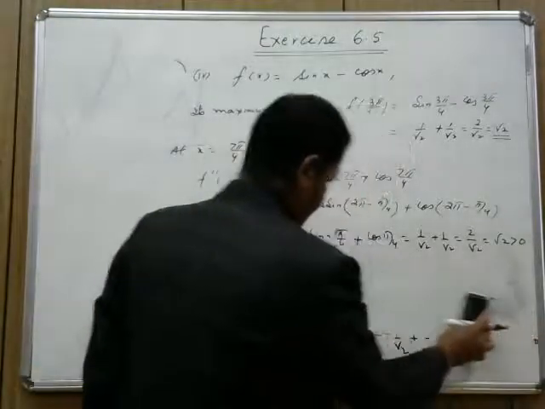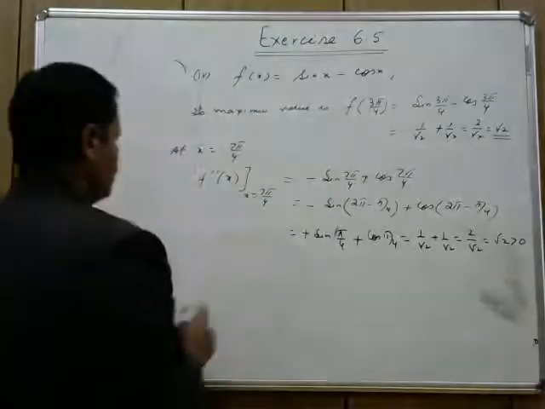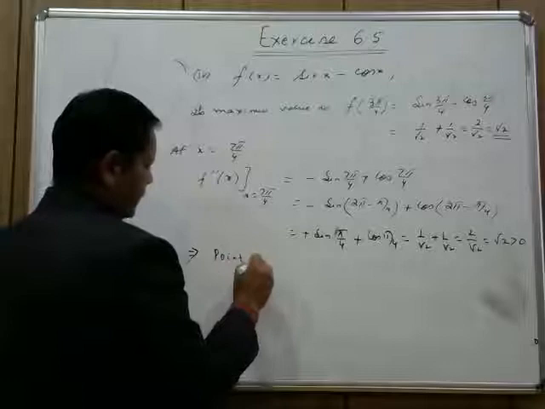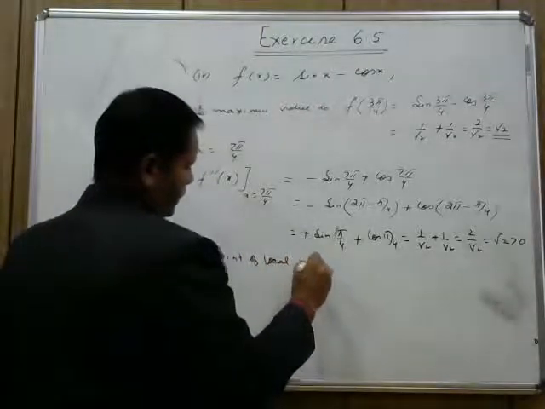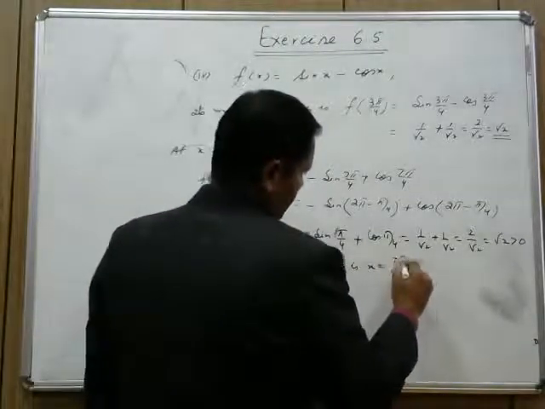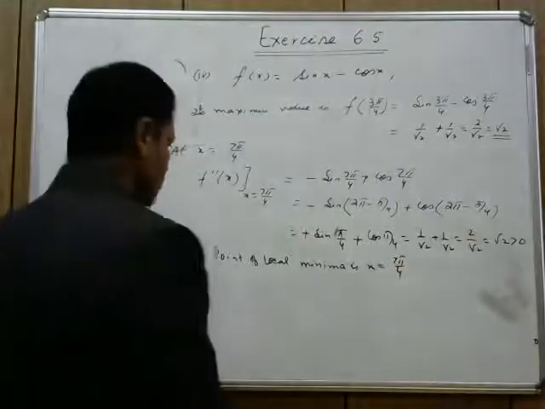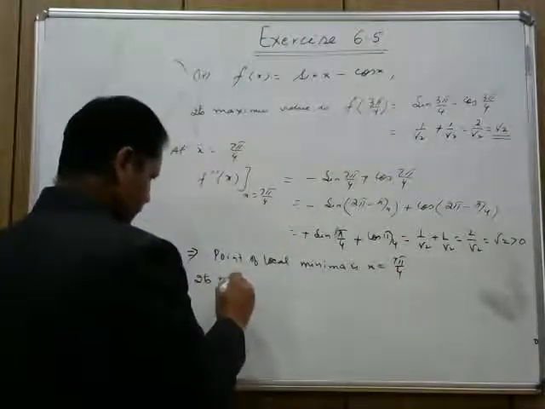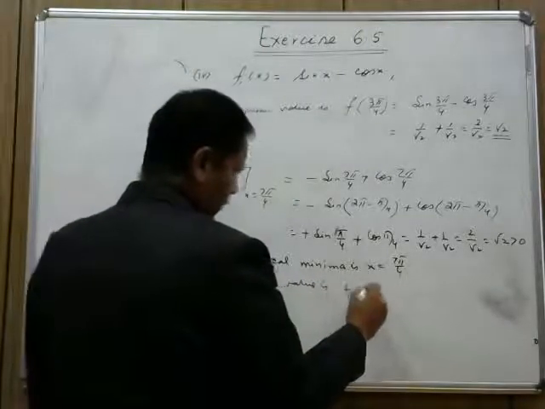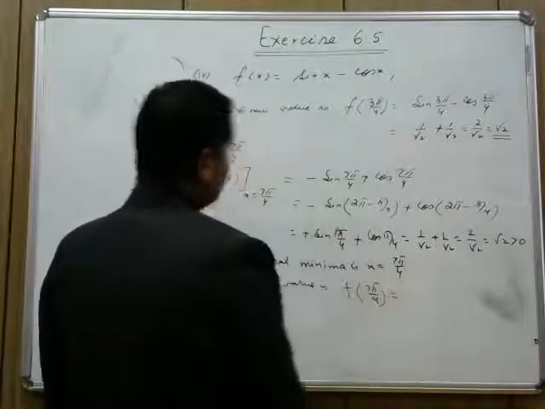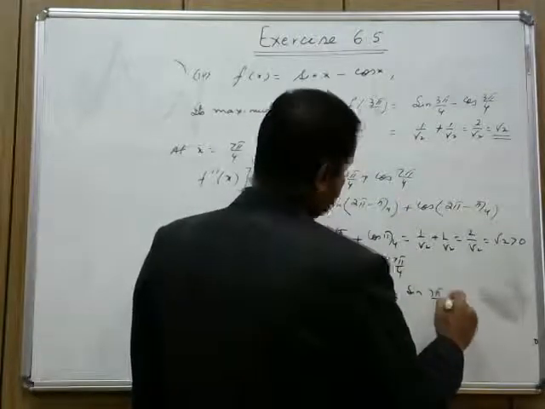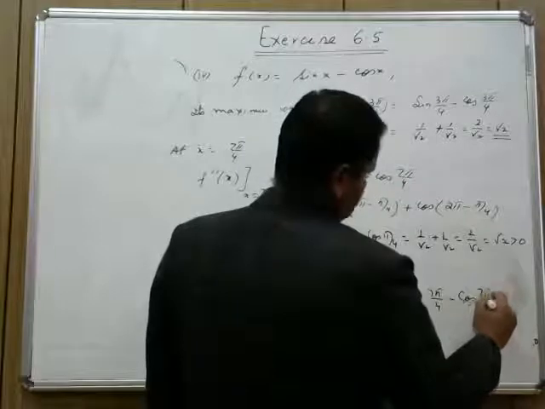It means what? When it is greater than 0, it implies that the point of local minima is x is equal to 7 pi by 4, right? And its minimum value is f of 7 pi by 4. F of 7 pi by 4 is equal to sin 7 pi by 4 minus cos 7 pi by 4.